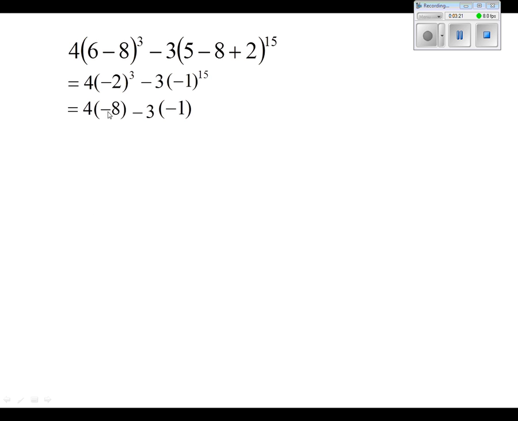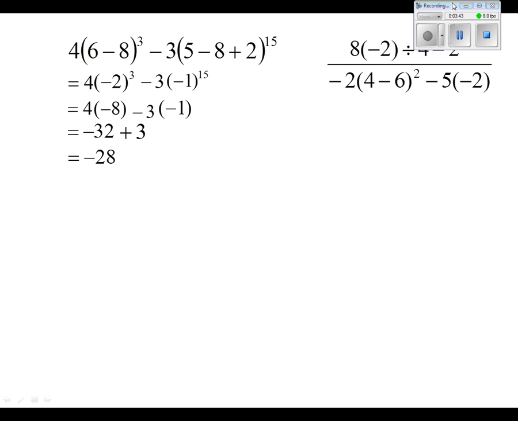Now we have a multiply here and back here. So 4 times -8 is -32, and -3 times -1 is +3. Now we have the addition. So we have -32 plus 3, and our answer is -28.